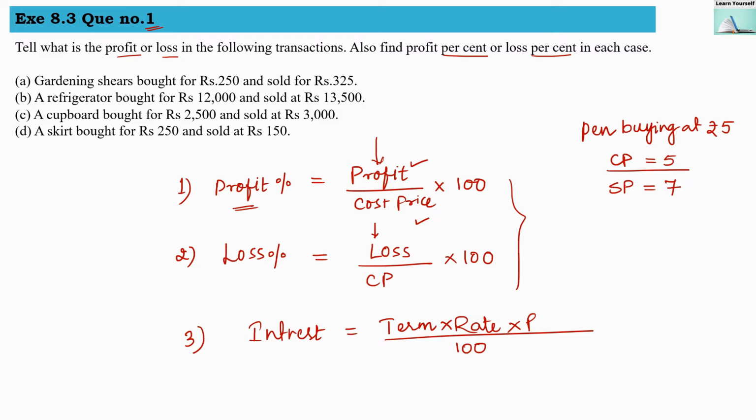So this is the third formula in which we are finding out interest, and we need to know here term, rate, principal amount, and all these three will be divided by 100. So we will talk about this later when we will solve the numericals based on interest. Currently we are going to use these two formulas for this exercise.